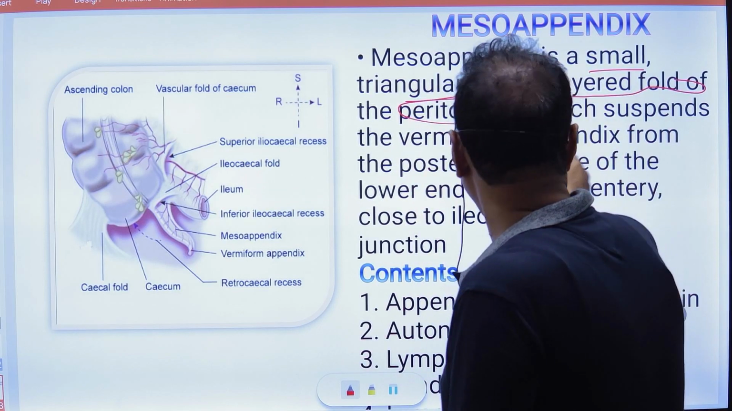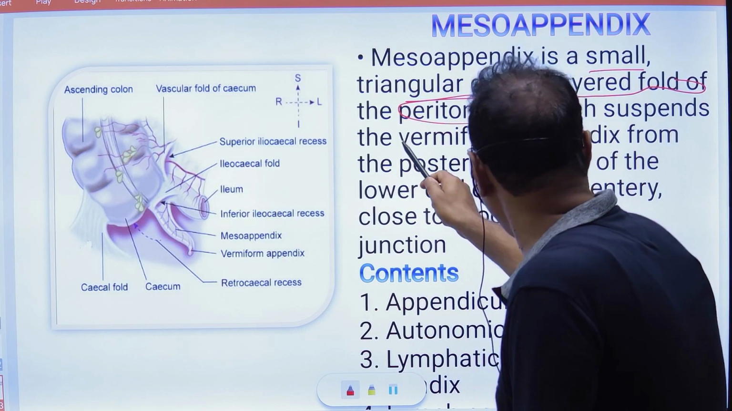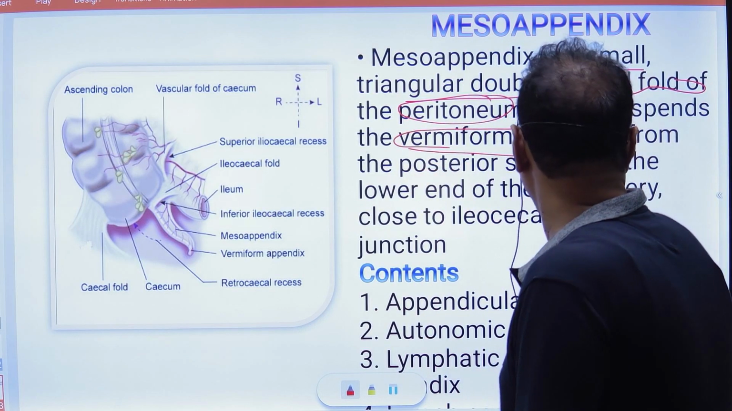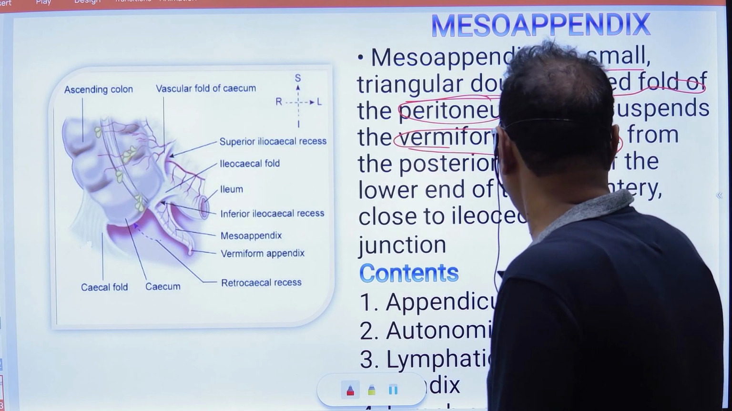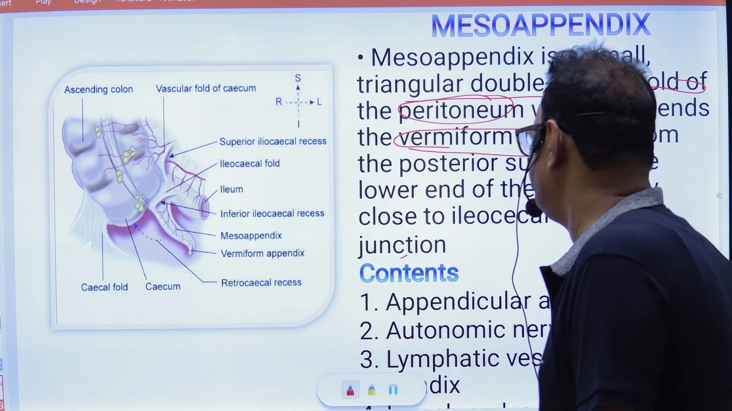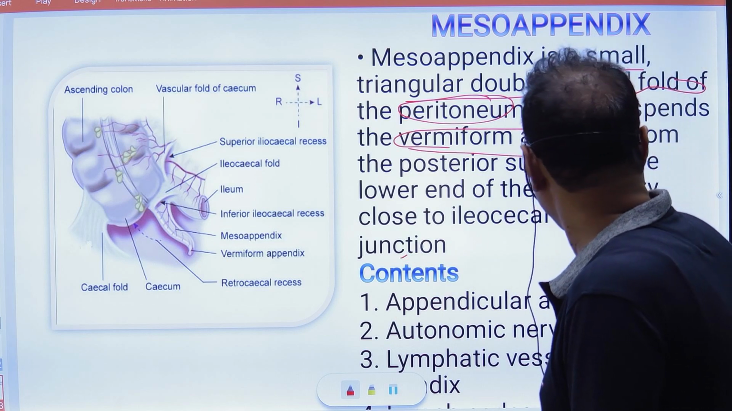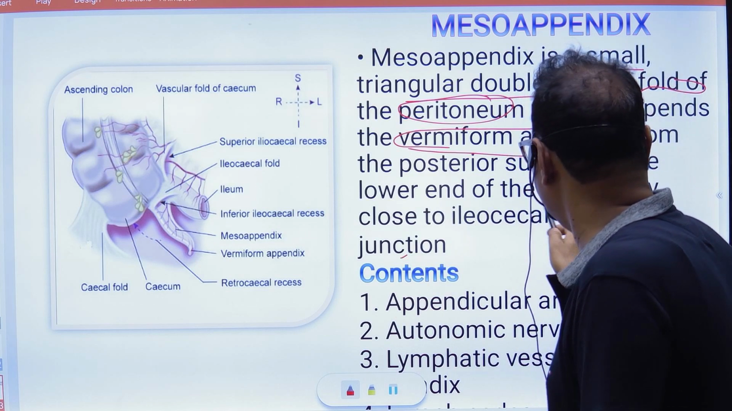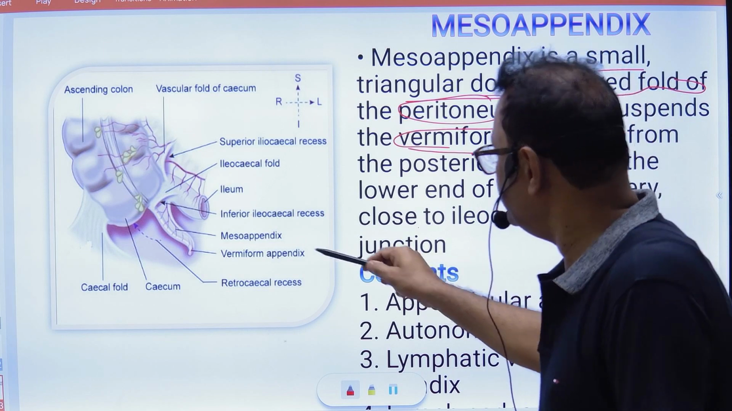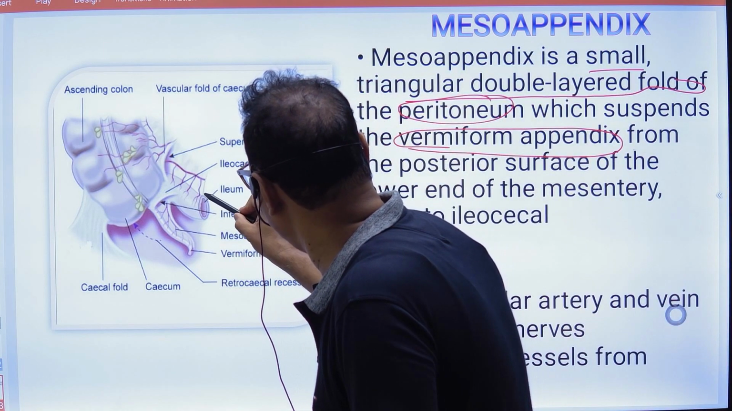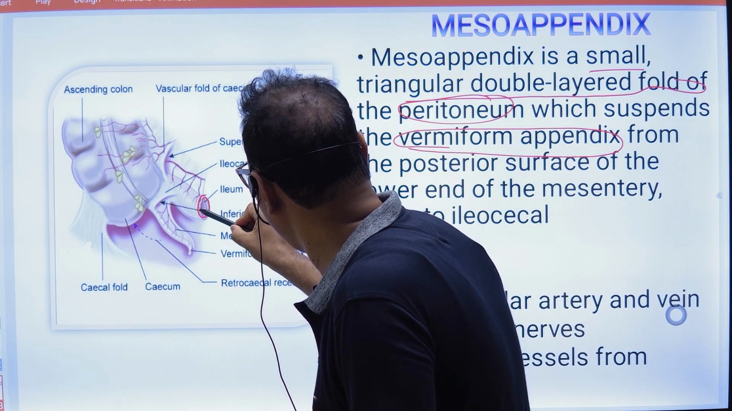It is a double fold of the peritoneum which suspends the vermiform appendix from the posterior surface of the lower end of the mesentery close to the ileocecal junction. You see the ileocecal junction over here. We have got the ileum over here.